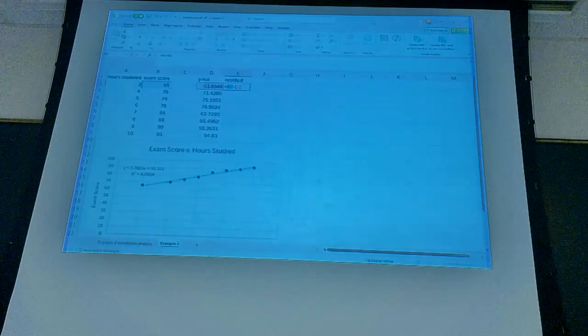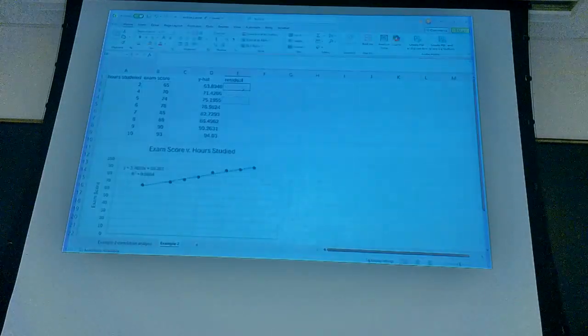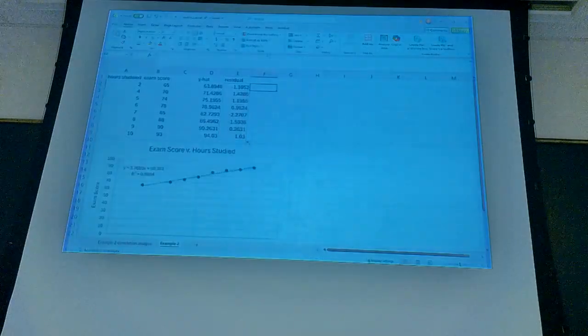Residual is just your actual value minus the predicted value. No, predicted minus actual. Right. Negative residual means it's an underestimate. Positive residual means it's an overestimate.